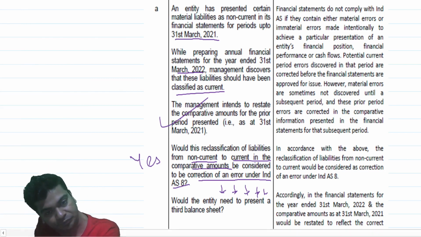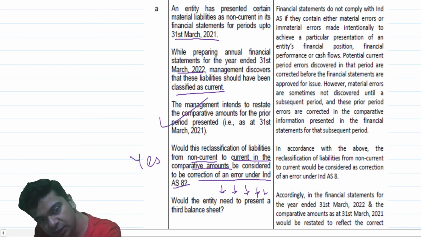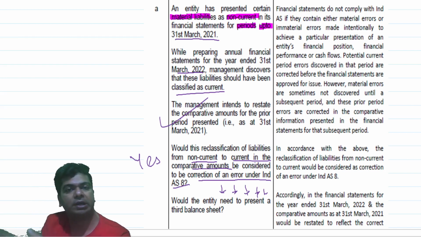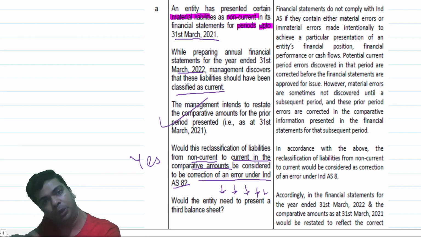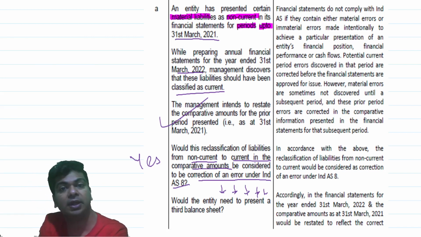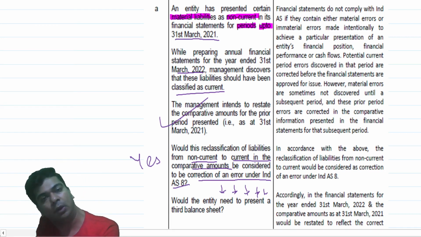They say, look at the choice of the words now. I'm again reading the first para. Okay. An entity has presented certain material liabilities as non-current in its financial statements for periods. Look at the choice of the words. Periods up to 31st March 2021. That makes it very clear that the mistake was also committed for the years before 31st March 2021. That means it is not just the previous year that is getting affected, even the years before the previous year are also getting affected.